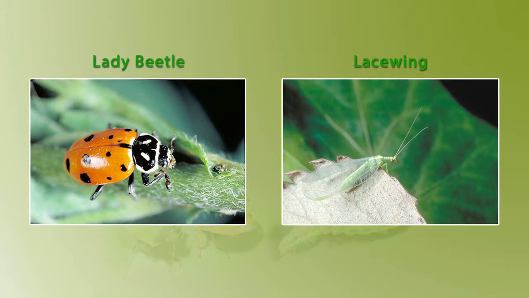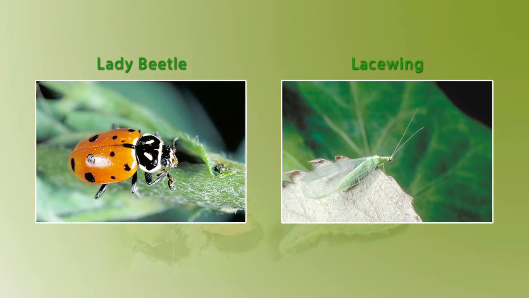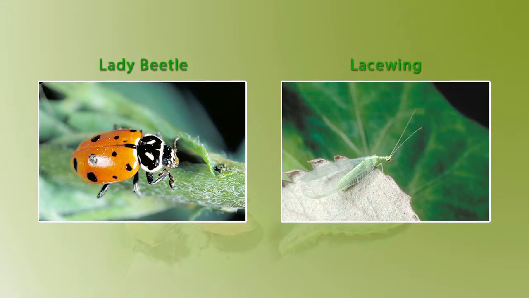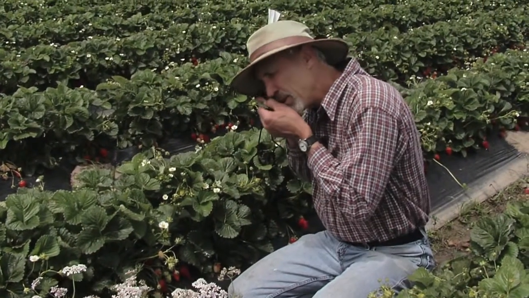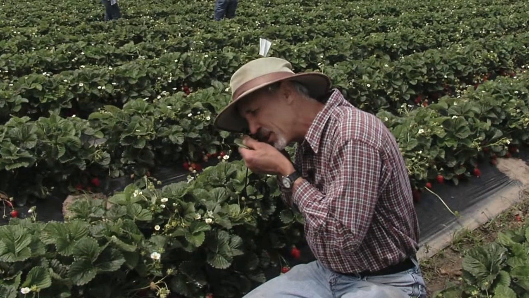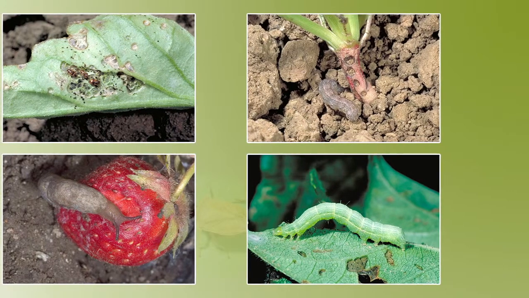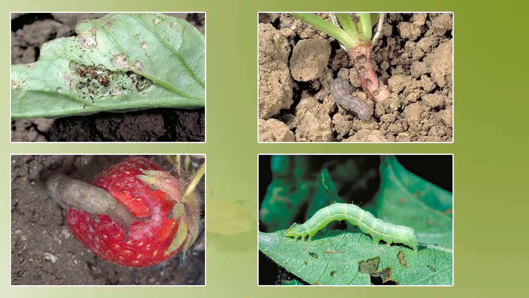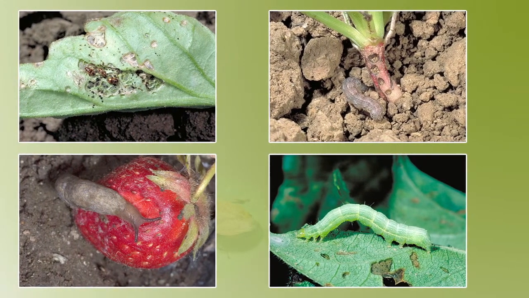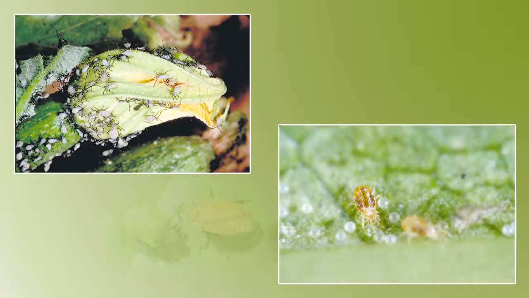Sometimes, having a lot of good bugs such as lady beetles or lacewings may mean you won't need to spray. It is important to be able to identify the pest that is causing problems so that you can find the best solution to the problem and not kill the good bugs. Some insects chew holes in the leaves, stems, and fruits, while others suck plant juices that weaken and damage the plants.